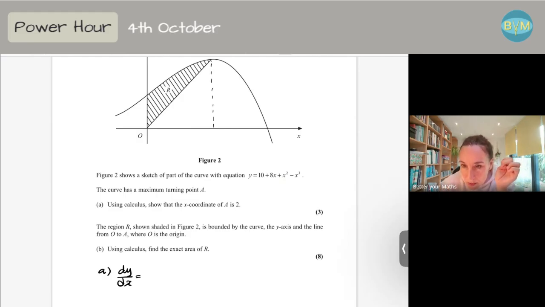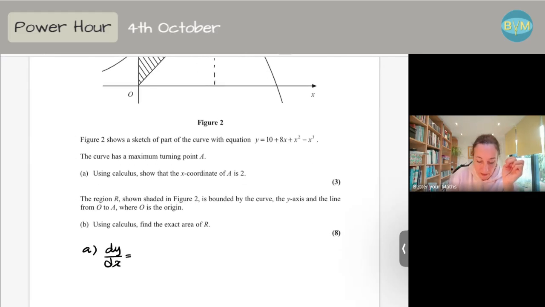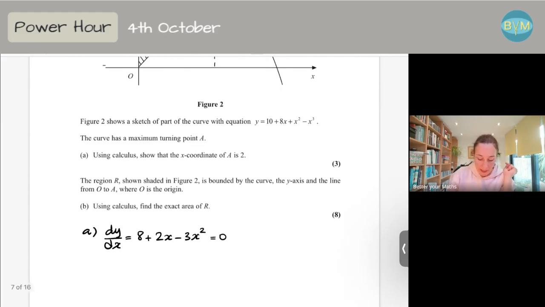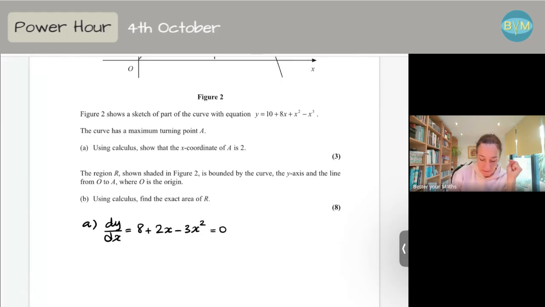How do you know? You have to differentiate because you have to find the turning points. To find the turning points, you always make the derivative equal to 0. The derivative is giving you the gradient of the tangent, and in the turning points, the tangent is horizontal. So we differentiate, it's going to be 8 plus 2x minus 3x squared. This is going to be equal to 0. And it is a quadratic. I'm going to just rearrange it. When we solve it, we are going to get one negative value and one positive value.